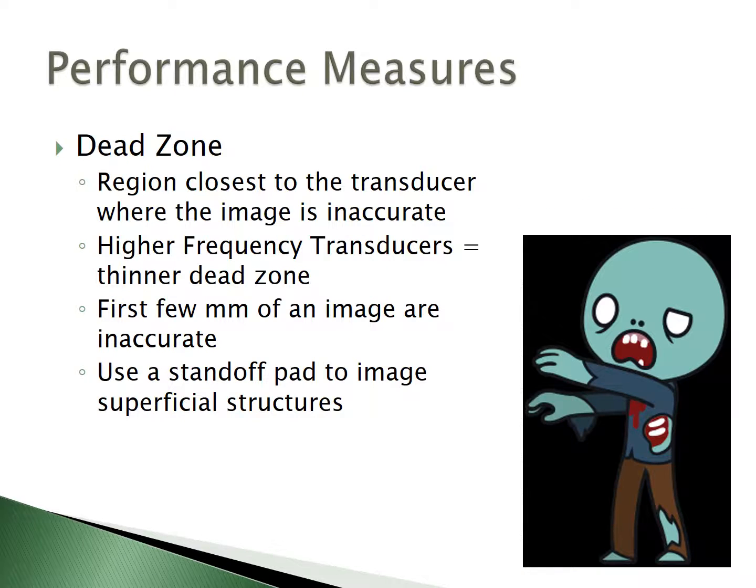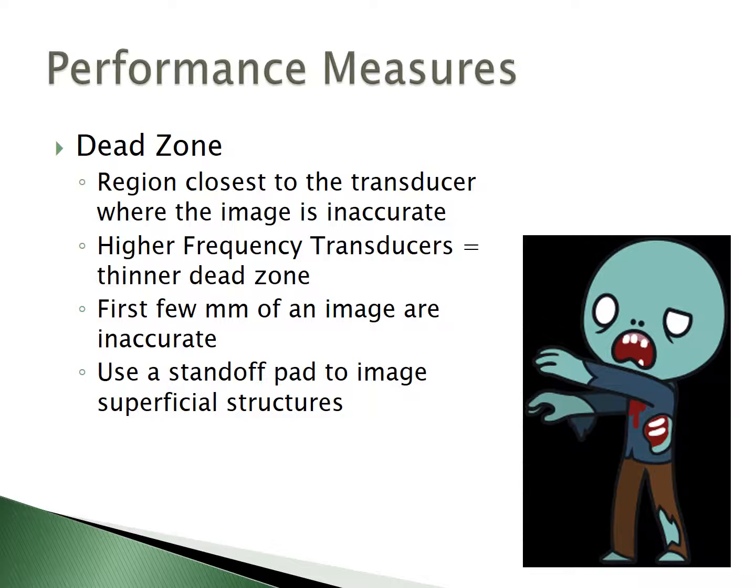Another thing we're going to test with our performance measures is the dead zone. And the dead zone is the region that is closest to the transducer where the image is going to be relatively inaccurate. When we increase our frequency, we're going to decrease the thickness of the dead zone. And this is always going to occur in the first few millimeters of any image that we look at, and they're almost always going to be inaccurate.